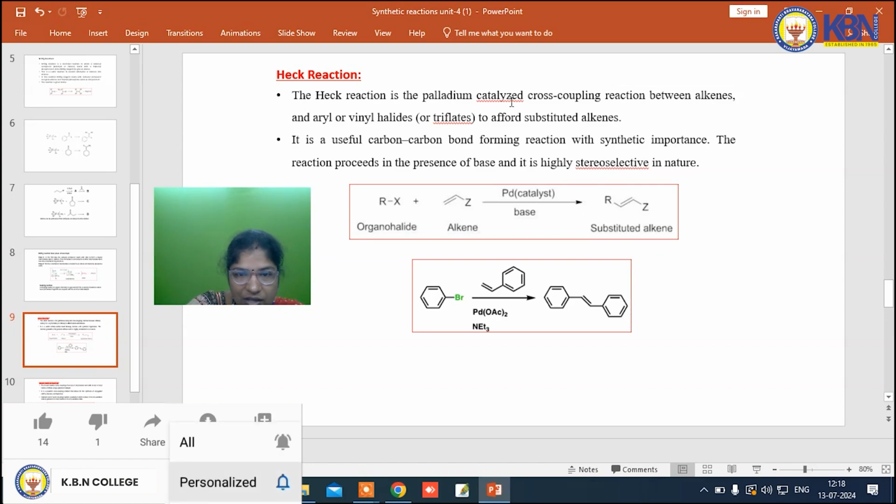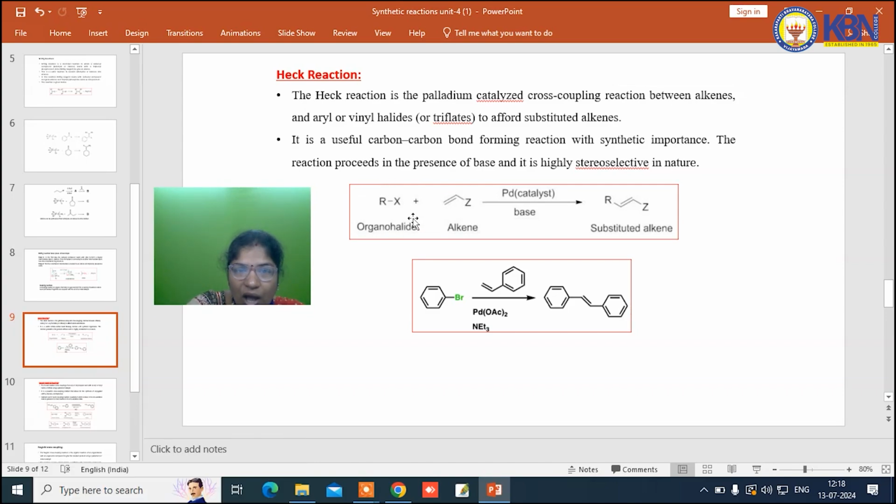The Heck reaction is a palladium catalyzed cross-coupling reaction between simple alkenes and organohalides or vinyl halides or aryl halides to give substituted alkenes. Okay, here we have bromobenzene. On treatment with ethyl benzene, we get the simple coupled product.